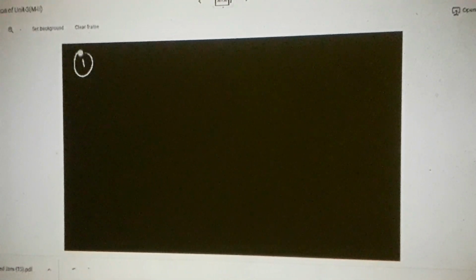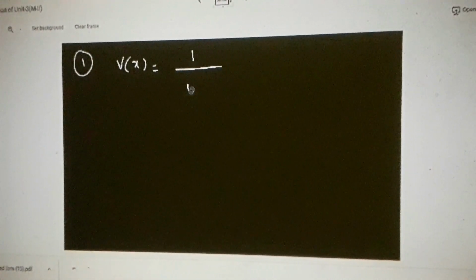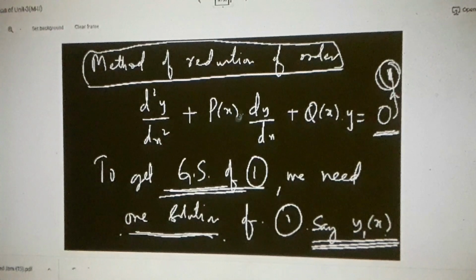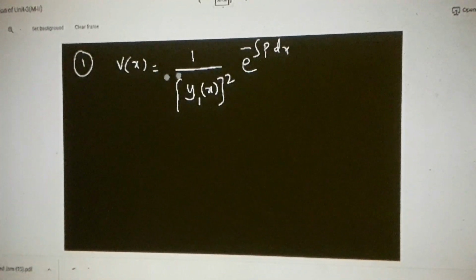That is a systematic, simple procedure. First you calculate v of x, that is equal to, this is the formula given by that method, proof is available in the textbook. So y1 of x, whatever y1 of x you are having, square it, and e to the power of minus integral p dx. This p is this p, we are not using q in this particular method, that gets adjusted by itself. So 1 by y1 of x whole square e to the power of minus integral p dx, this is v. So you have to simplify this, you will get some v.